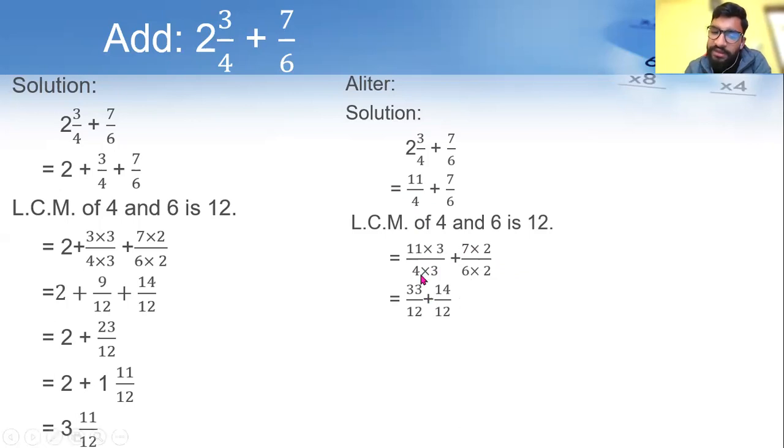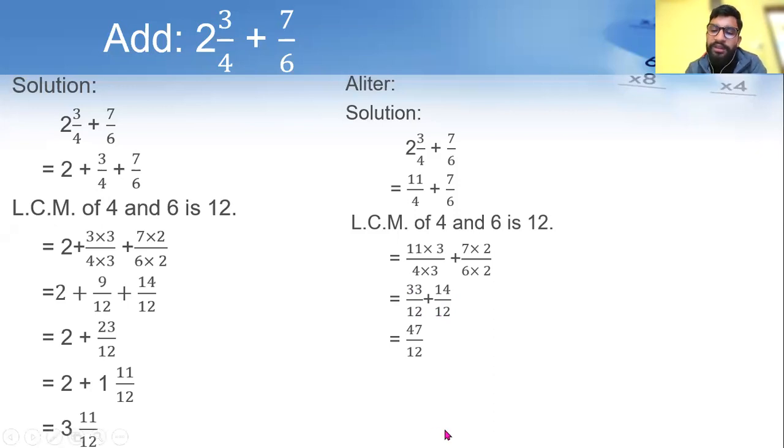and add them. Add the numerators. What will it be? Let's add the numerators now. 33 plus 14 is what? That is 47. 47, right? 47 by 12.